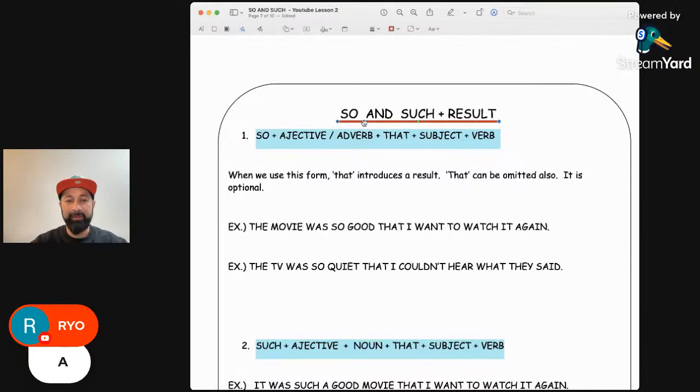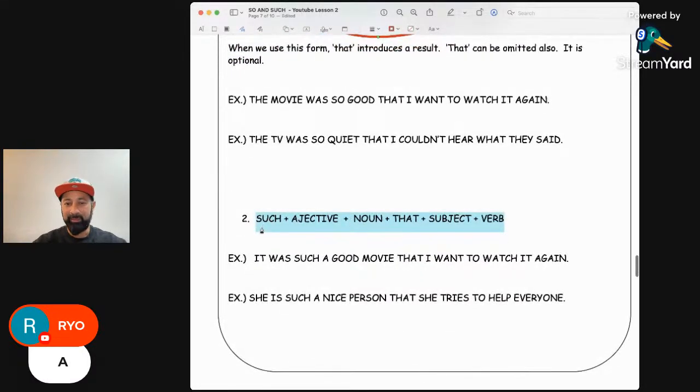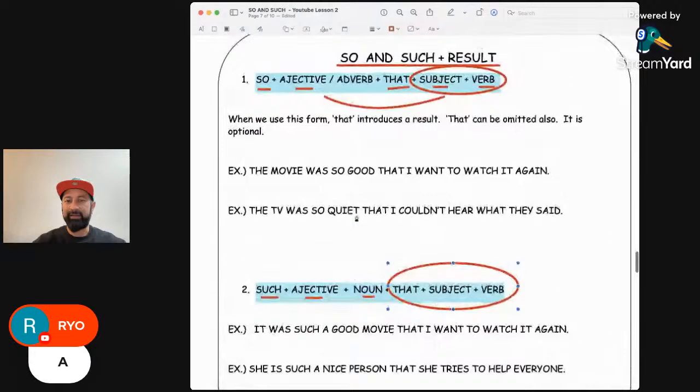Now, in today's grammar, the beginning part is not going to change. I'm going to be using so plus an adjective. After that, I want you to include the word that, a subject, and a verb. Basically, this information, the subject and verb, is going to be follow-up information to that adjective. It's going to be some type of result. Now, the bottom is the same. We're going to have such and an adjective and a noun. That's the same. But again, we're going to be including a subject and verb, and that's going to be giving us a result.